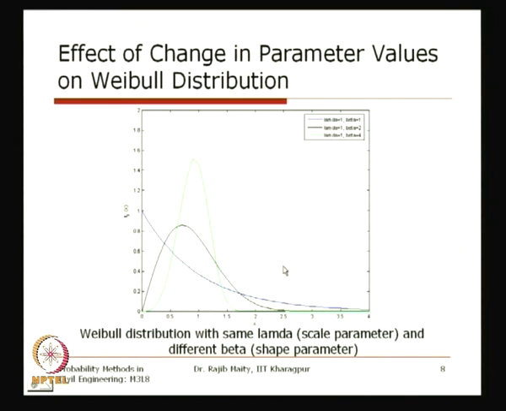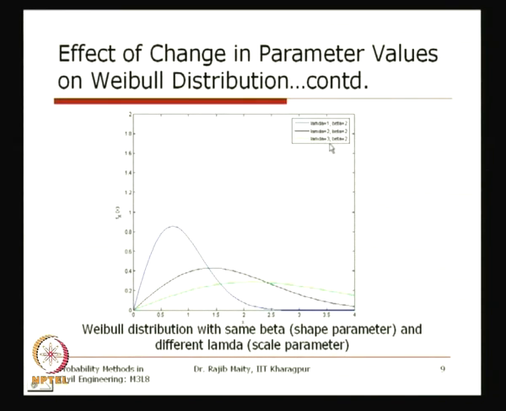In the second case, we keep beta constant and change the value of lambda. Here we have shown three different PDFs with different combinations of lambda and beta. The first one, the blue one, is for lambda equals 1, beta equals 2. The black one is lambda equals 2, beta equals 2, and the green one is for lambda equals 3 and beta equals 2.